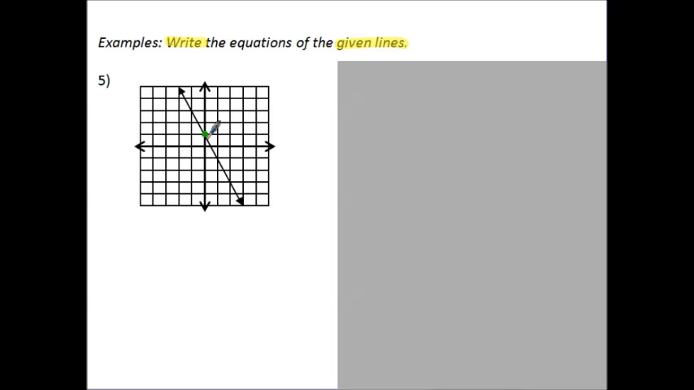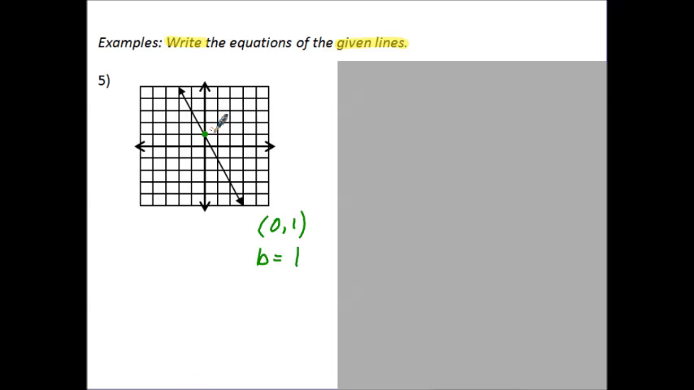In other words, the y-intercept is (0, 1). That means that b is equal to 1. And let's look at our slope.